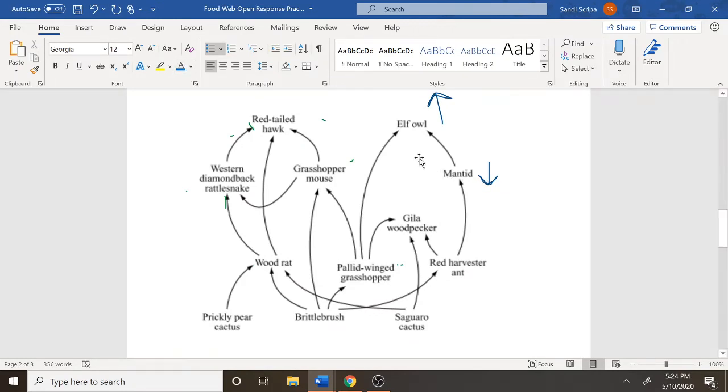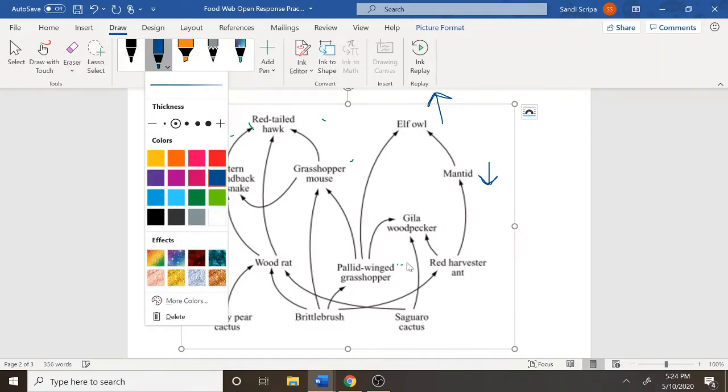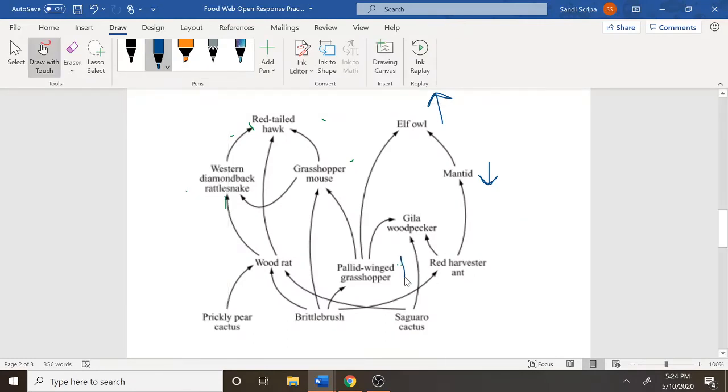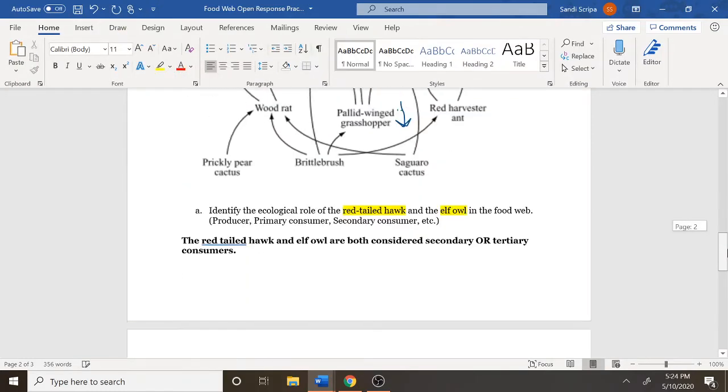Just like the mantid, we can actually say the exact same thing about this grasshopper, right? So more elf owls mean more predators, right? More predators means they're going to eat more and more of that food, right? So that means the grasshopper is going to decrease. And let me see if I can find the pen. Ooh. So red or pallid-winged grasshoppers are also going to decrease for the exact same reason that the mantids did. So we're going to go down.